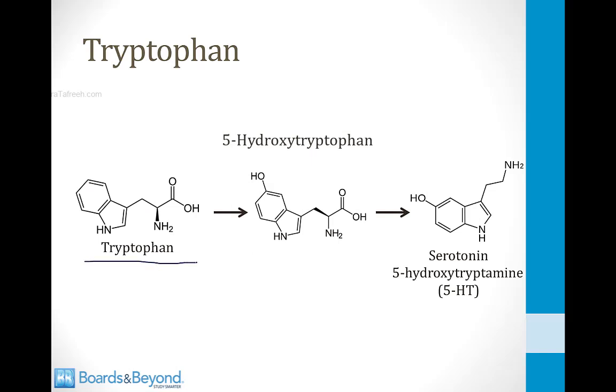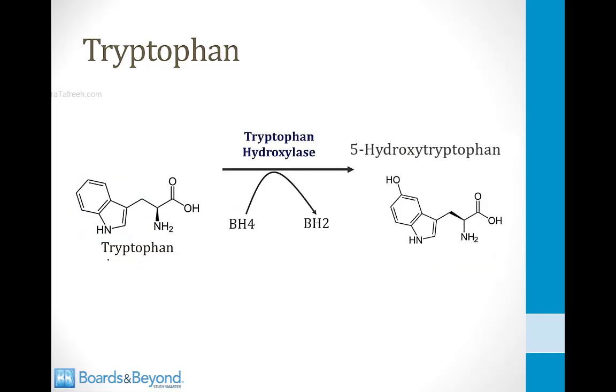This is the structure of tryptophan on the screen here. It has a large, bulky side chain with two rings, and tryptophan can be used to synthesize the neurotransmitter serotonin, which is also called 5-hydroxytryptamine or 5-HT. Serotonin got its name because it was initially thought to be a vasoconstrictor, and hence it could increase the tone in the serum. The first step in metabolism of tryptophan is conversion to 5-hydroxytryptophan.